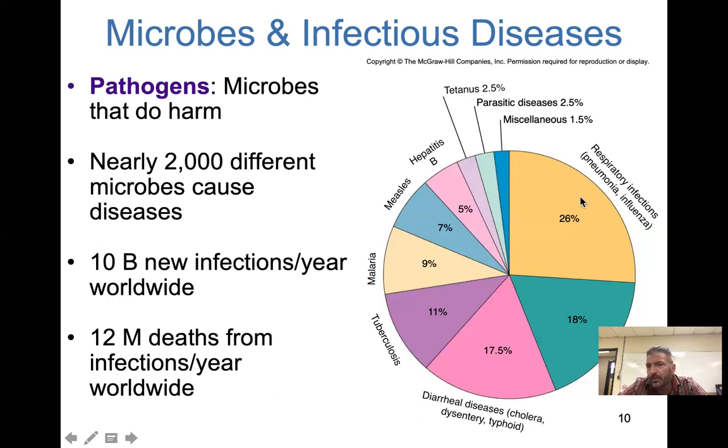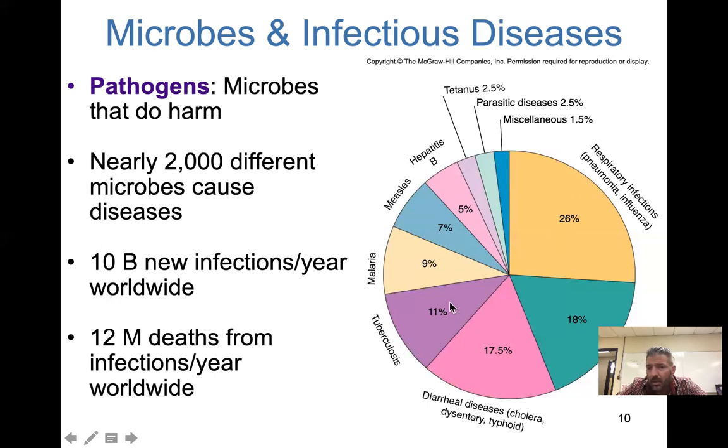But if you look at this, respiratory infections are so common in this country, maybe pneumonia, influenza. AIDS hopefully is on the downfall. It's more prevalent, unless the statistics change, in sub-Saharan Africa. Diarrheal diseases, cholera, dysentery, typhoid, hopefully we don't have in this country because we have better sanitation than other countries.